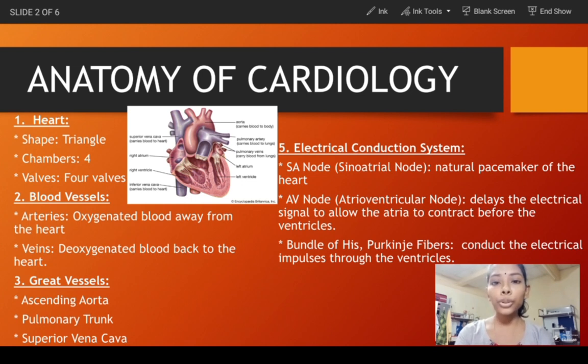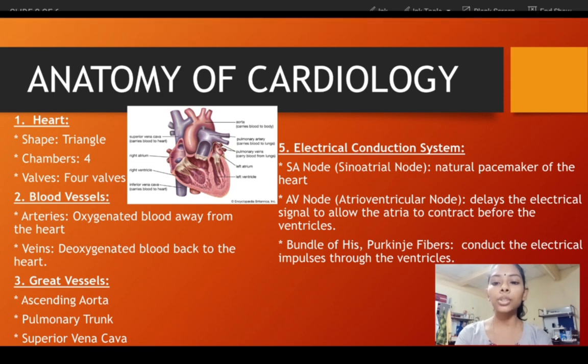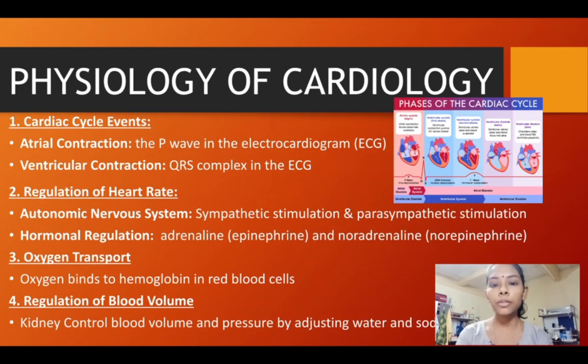The AV node receives the electrical signals from the atria and transmits them to the ventricles. In the electrical conduction system, we also have the bundle of His and Purkinje fibers. These structures conduct the electrical impulses through, causing the ventricles to contract, and delay the electrical signal to allow the atria to contract before the ventricles.